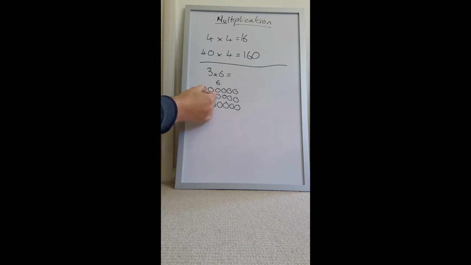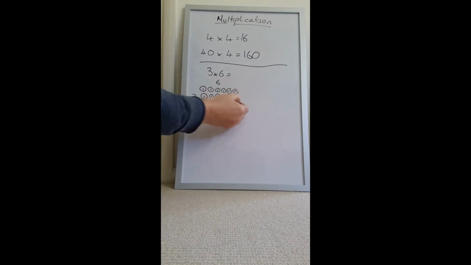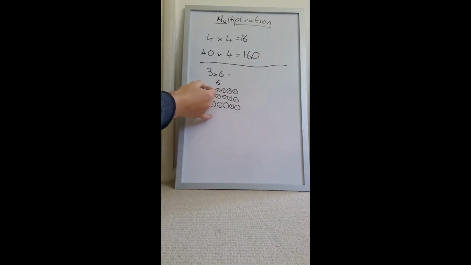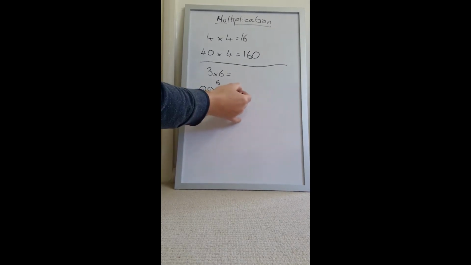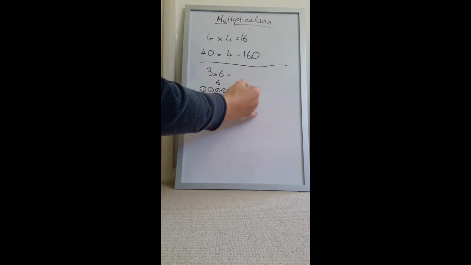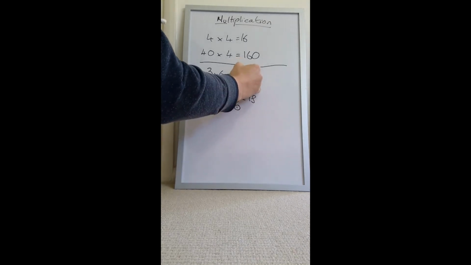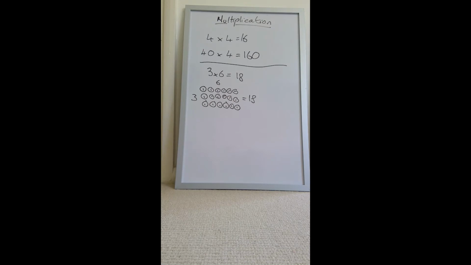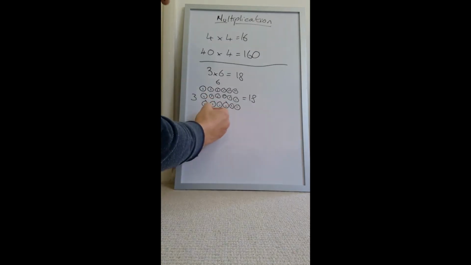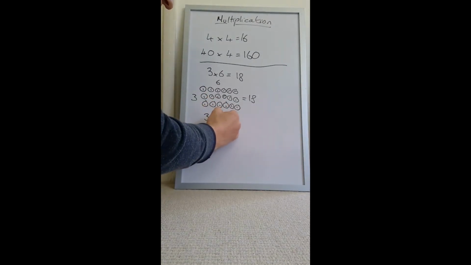The value of each of these would be 1, which you are more than welcome to mark on, but you don't have to if you can remember that the value was 1. And then you can add them up. You either count them individually, or you could count them in groups of 3 or groups of 6. I'm going to do groups of 6. 6, 12, 18. So I know that 3 times 6 is 18. I can then, if I've been asked to, use my array to also help me solve what 30 times 6 is.